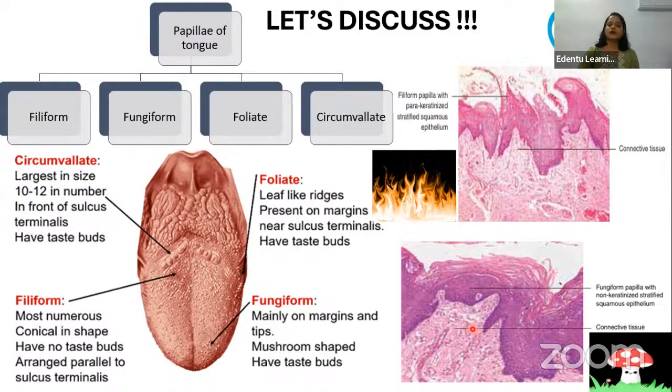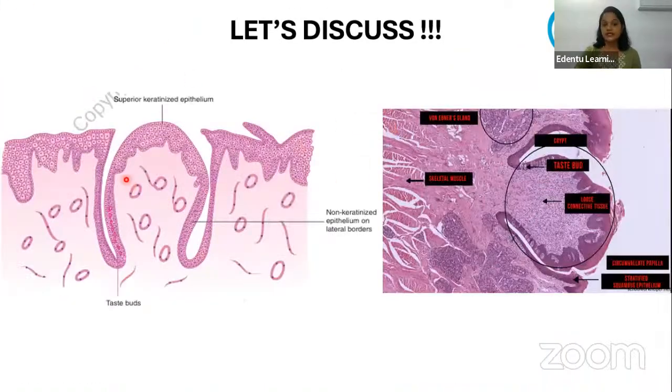Okay. Now the one in question that is given here is the circumvallate papillae. One easy way to identify the circumvallate papillae is that you will have these things, like a crypt will be seen between two papillae, papillar projections, and the crypts will be non-keratinized. That is one feature of the circumvallate papillae.